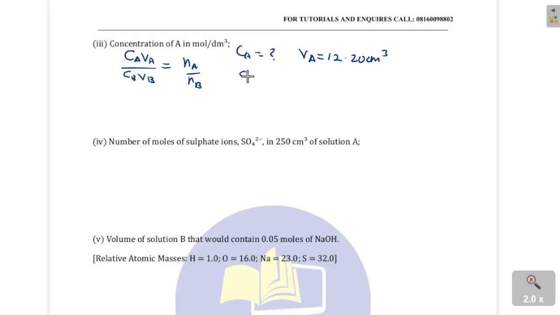Our Cb has been calculated in the previous question we just solved, which is 0.1 moles per dm cube. Moles per dm cube is also the same thing as molar. Our Vb is the volume of the pipette, which is 25.00 cm cube, and our Na over Nb is the stoichiometric ratio of acid to base, which is 1/2. So with this, we can substitute everything, or we can just make Ca the subject.